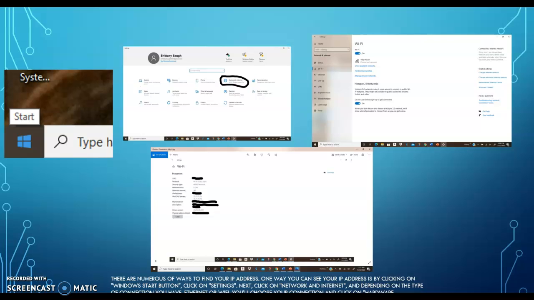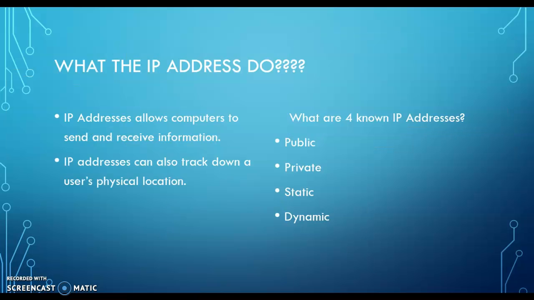Once we've clicked on Settings, we're going to click on Network and Internet, which is here. Depending on the type of connection you have, Ethernet or Wi-Fi, you'll just choose your connection. In this case, I have Wi-Fi, so I would choose Wi-Fi. Once you've chosen your connection, you'll click on Hardware properties. And that's where you'll be able to see your IP address as well as other properties of your Wi-Fi connectivity.